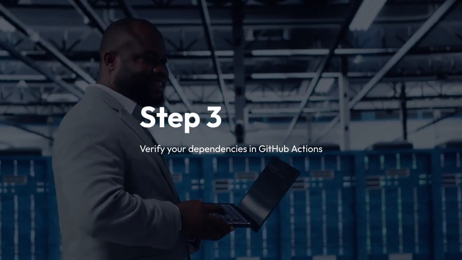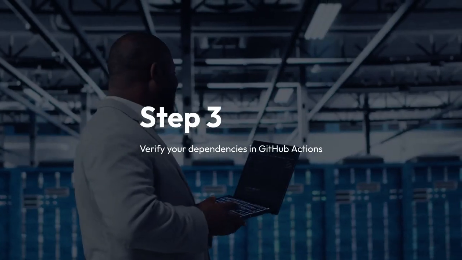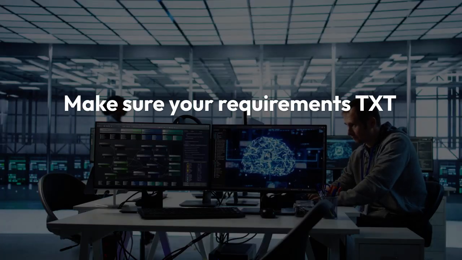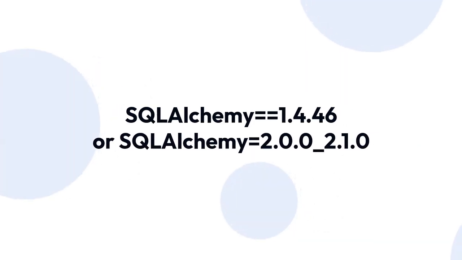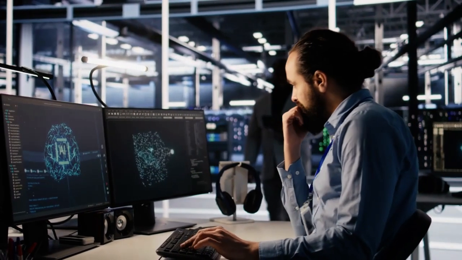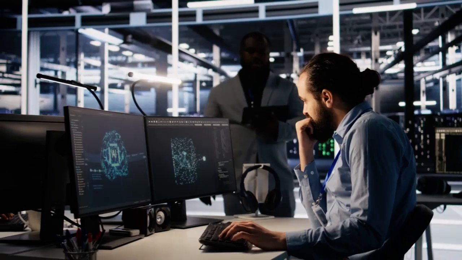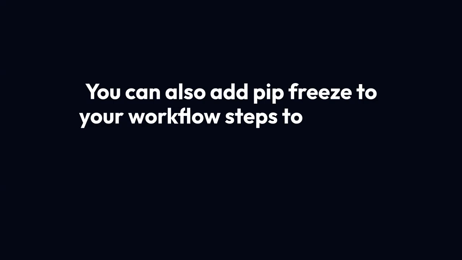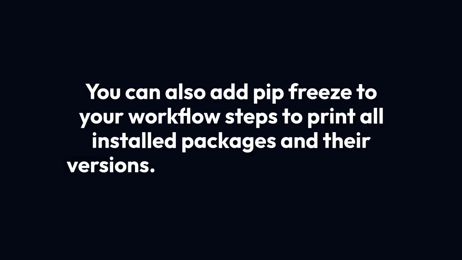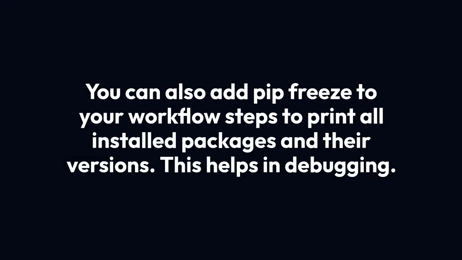Step 3. Verify your dependencies in GitHub Actions. Make sure your requirements.txt file specifies a precise SQLAlchemy version, for example, SQLAlchemy equals 1.4.46 or SQLAlchemy equals 2.0.21. Then, ensure your GitHub Actions workflow explicitly installs these dependencies using pip install -r requirements.txt. You can also add pip freeze to your workflow steps to print all installed packages and their versions. This helps in debugging.